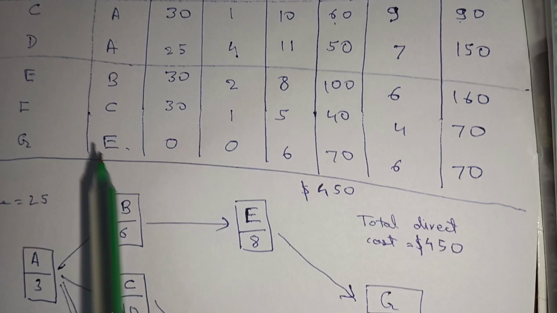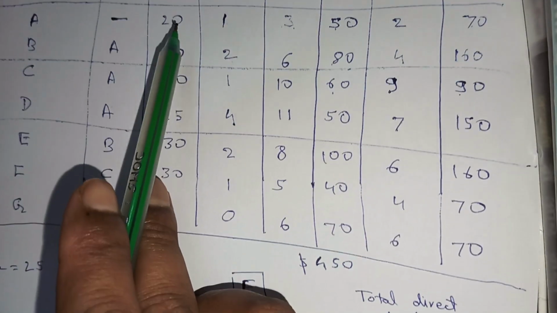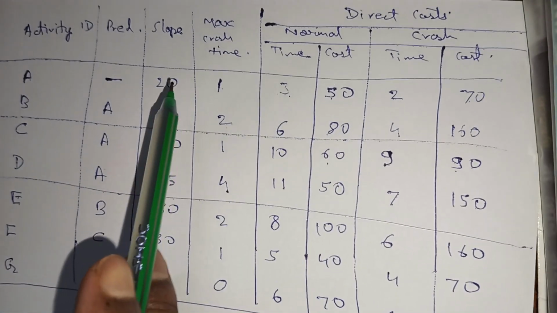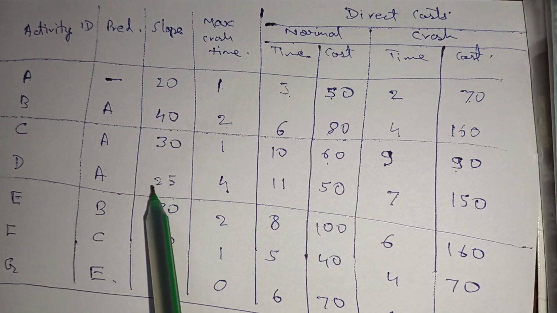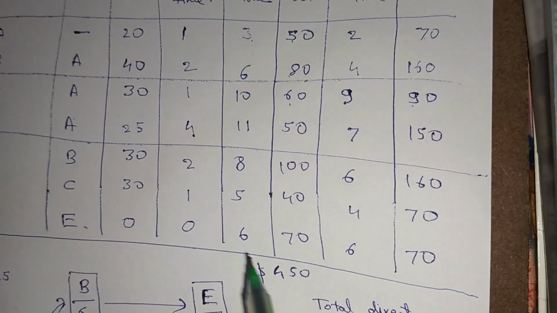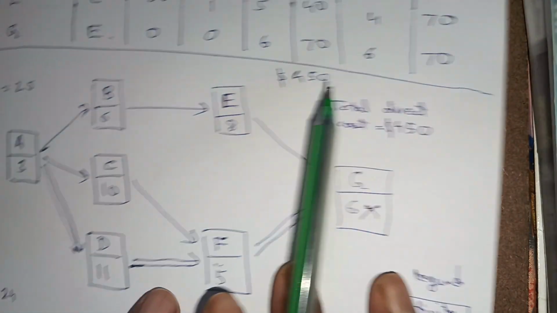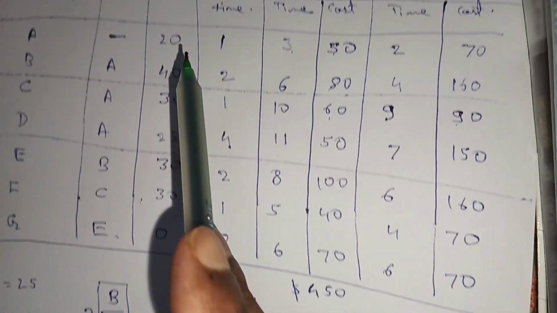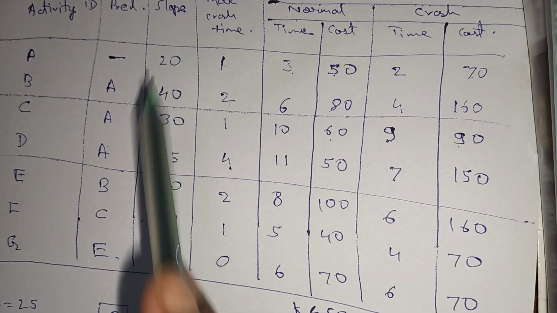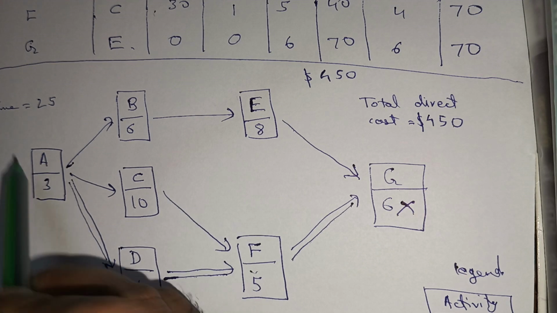Let's see, let's examine it. A, the price of crashing is 20. For D, the price of crashing is 25, and F, the price of crashing is 30. So 20 is the cheapest, okay, so we will crash activity A.